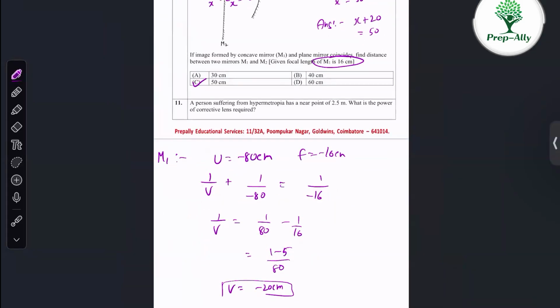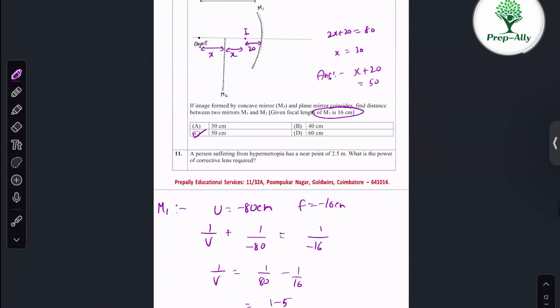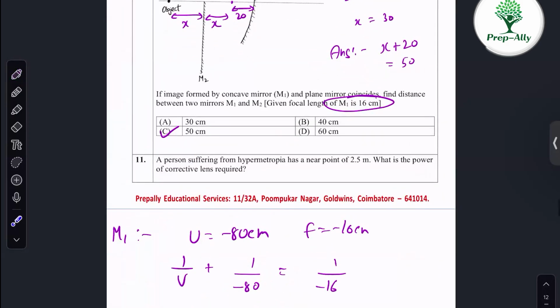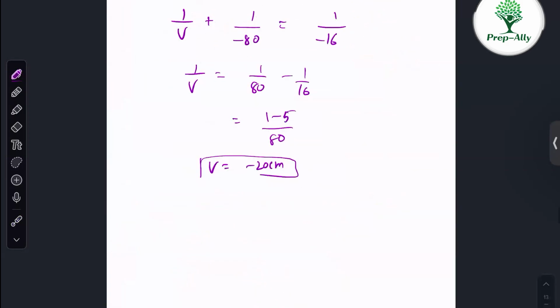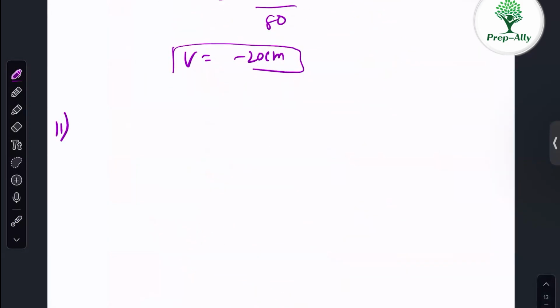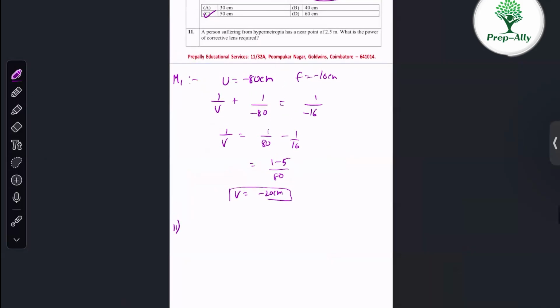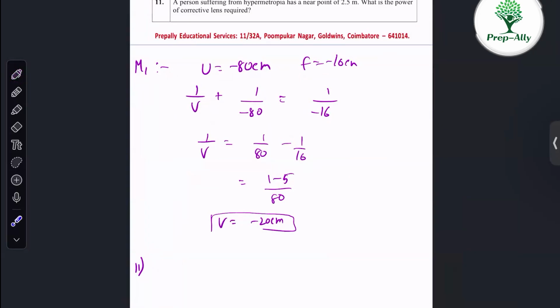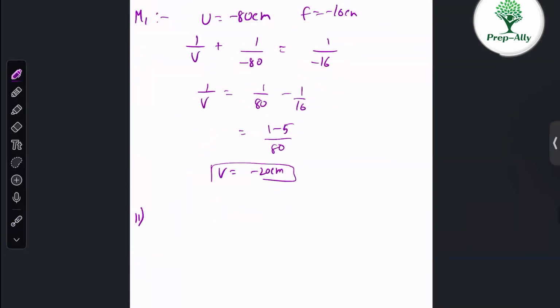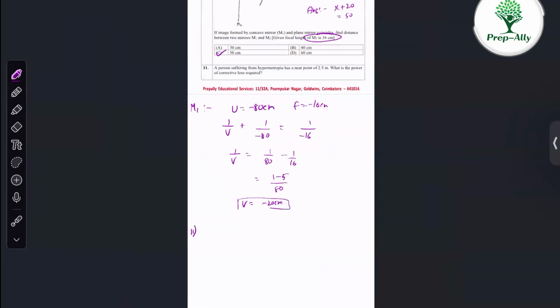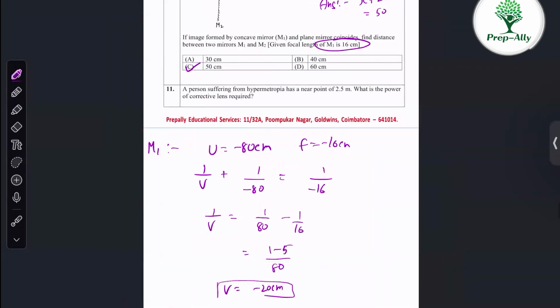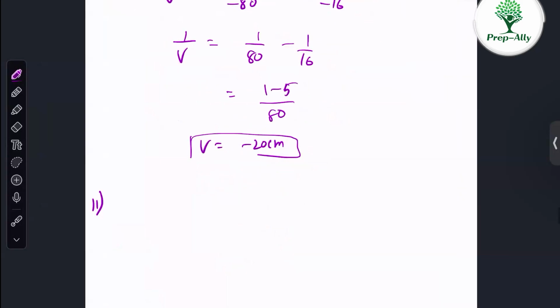In question number 11, a person suffering from hypermetropia has a near point of 2.5 meters. What is the power of the corrective lens required? So for a person suffering from hypermetropia, the minimum distance he can see is 2.5 meters. But obviously for a normal person, the minimum distance is 25 centimeters.